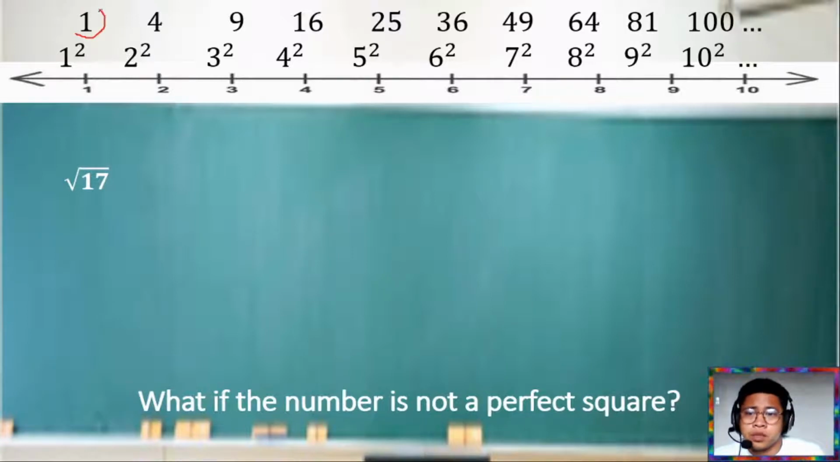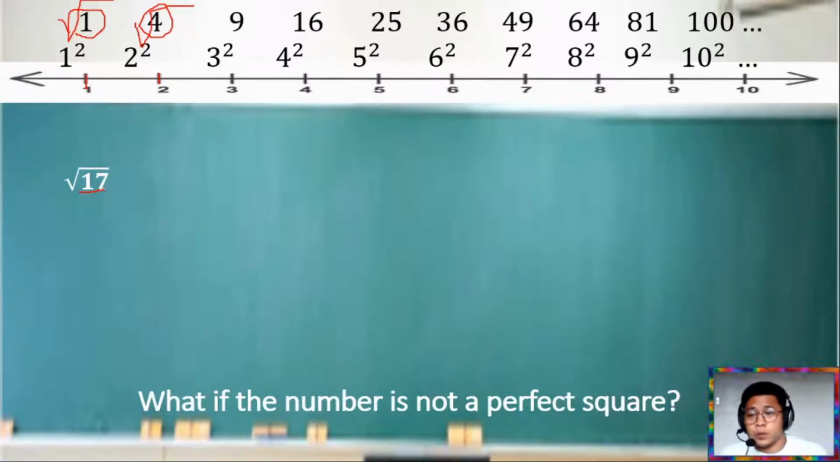Like for example, square root of 1. The square root of 1 is positive 1 or negative 1. So the location of that is very specific, located at 1. Same with the square root of 4. The square root of 4 is 2 or negative 2. But again, what if the radicand or the number is not a perfect square?